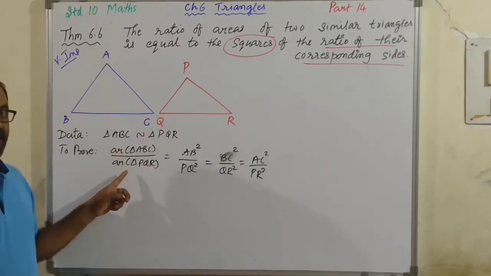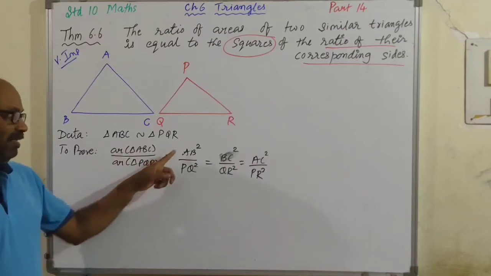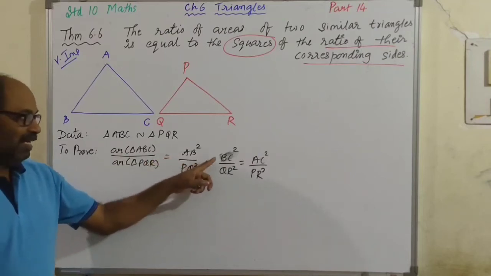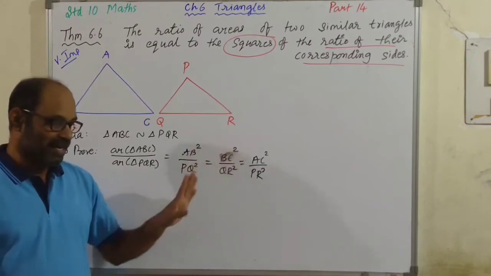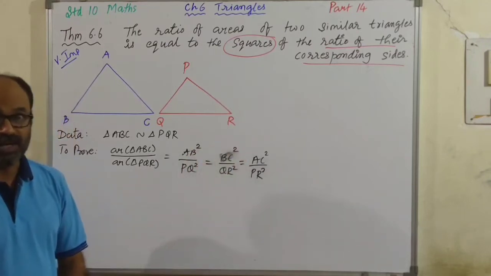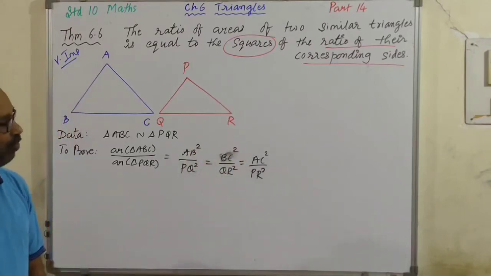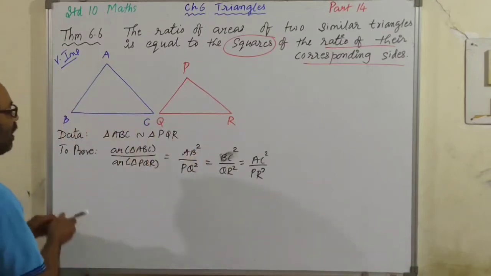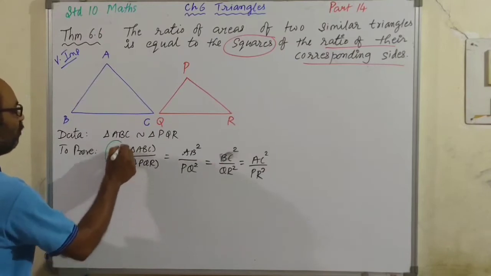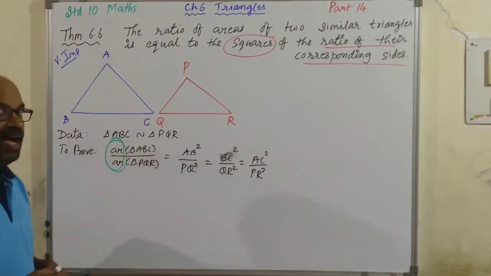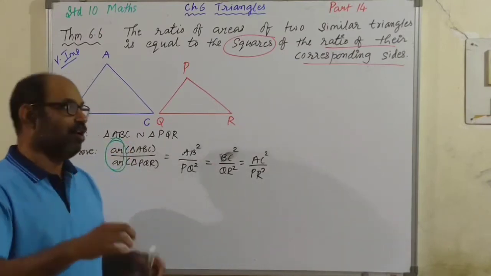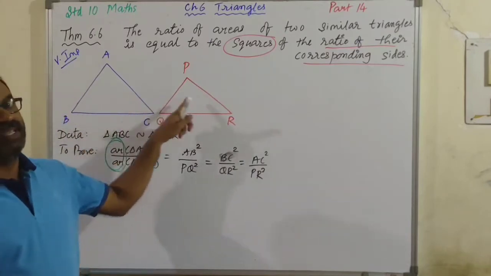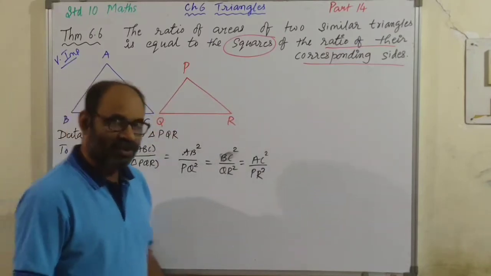Area of triangle ABC upon area of triangle PQR is equal to AB square upon PQ square is equal to BC square upon QR square is equal to AC square upon PR square. Actually, it is easy. Right now, we'll focus on area of triangle. Children, we want to find the ratio of area of triangle ABC and area of triangle PQR.